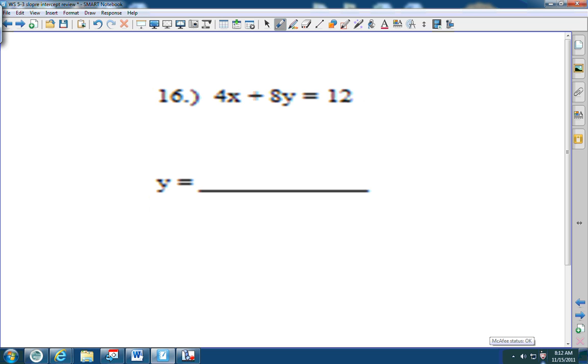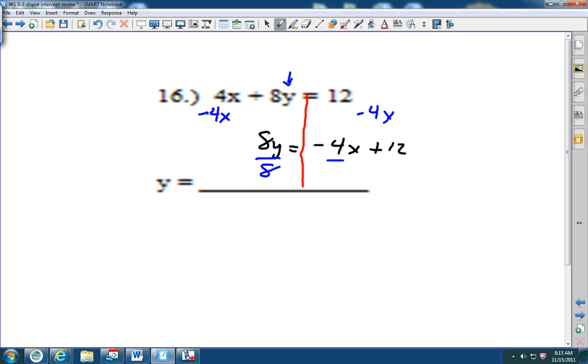There's another one to solve for y. What's the first thing you would move? Again, y needs to be by itself. Move the 4x. You cannot just put it over on the other side. You have to do the opposite. And I would subtract 4x from each side. I get 8y equals, I like to put my x in front just right away. You don't have to. You could have 12 minus 4x. Divide by 8.